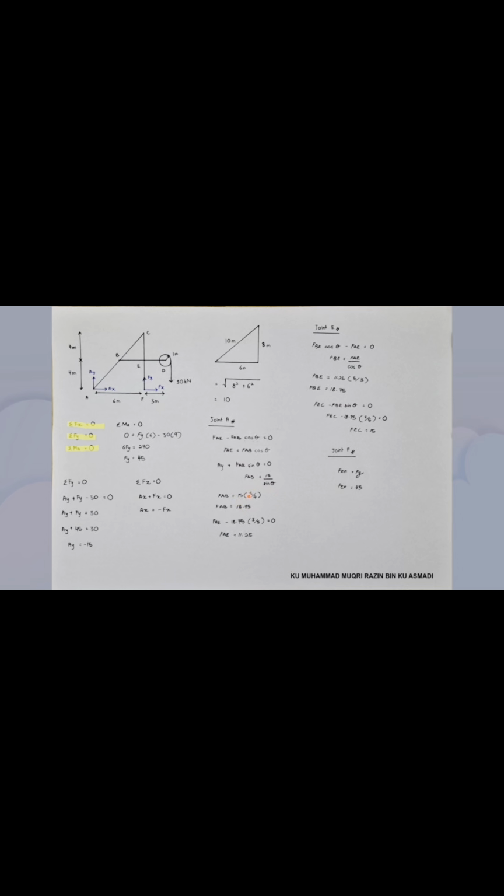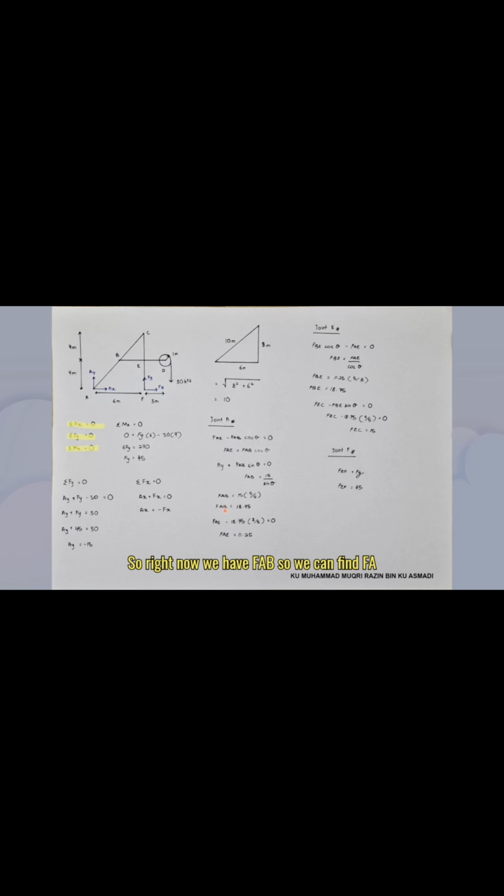So FAB equals 15 times 5 over 4. Why do we multiply by 5 over 4? Because it is sine theta, and sine is opposite over hypotenuse. The opposite is 8 meter and the hypotenuse is 10, so 4 over 5. But since we have to divide, we turn it around, so 5 over 4, hypotenuse over opposite. So we get FAB equals 18.75.